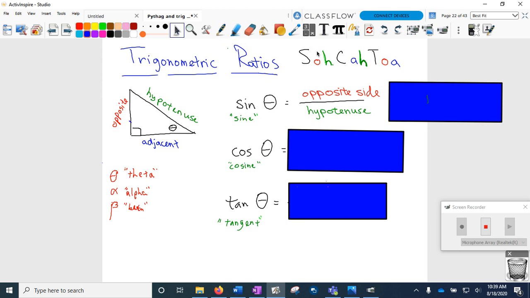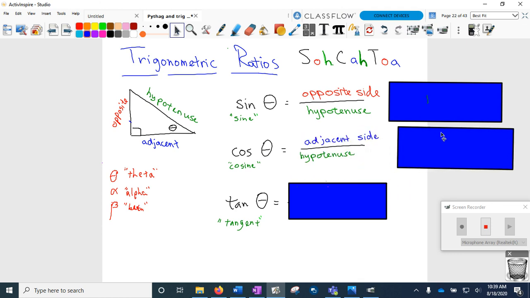Okay. Cosine is the next three-letter part of our SOHCAHTOA phrase, CAH, and that stands for cosine is adjacent over hypotenuse. We're going to make fractions, we're going to make ratios out of these. Cosine is the ratio of the adjacent side to the hypotenuse.